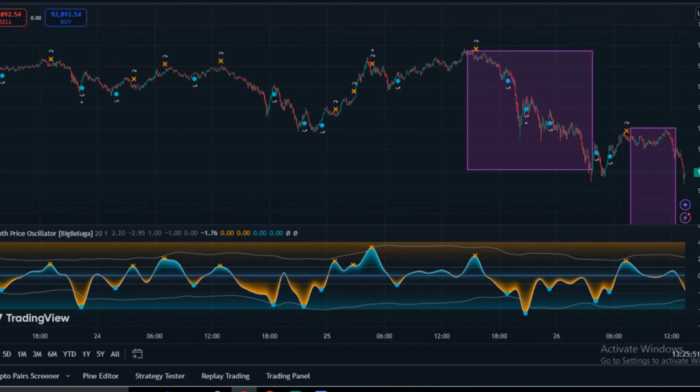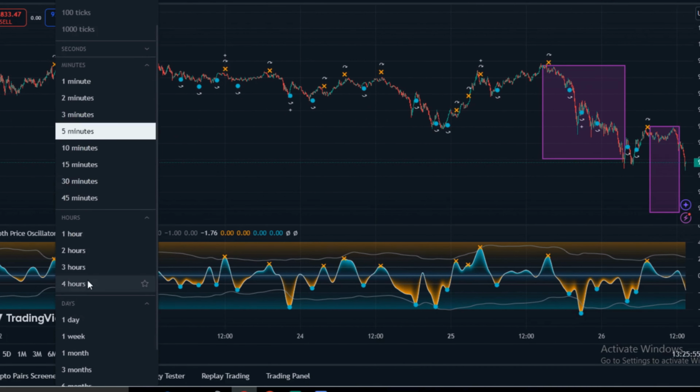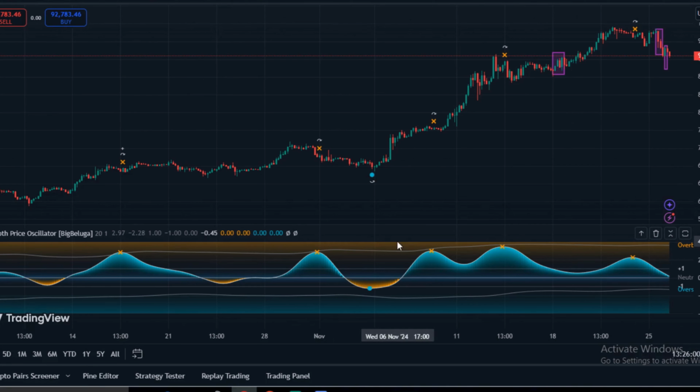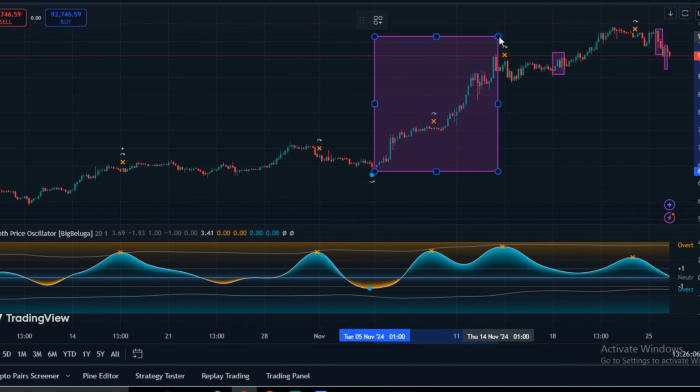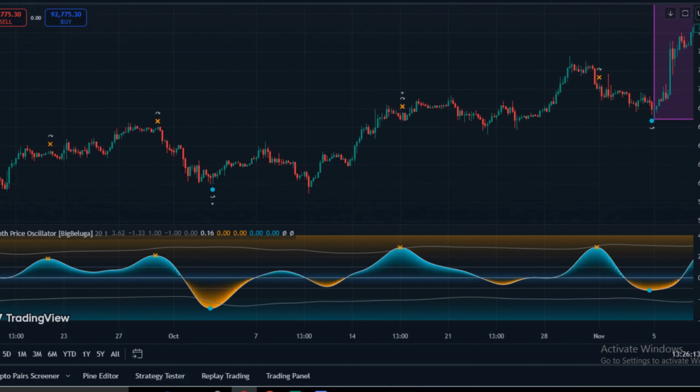1. Strong mean reversion signals. Use X markers for high probability setups. 2. Weak reversion signals. Ideal for optimizing trade exits. Pairing SPO with a strategy ensures precision. For instance, during a bullish mean reversion signal, ensure the oscillator is teal and price trends upward.